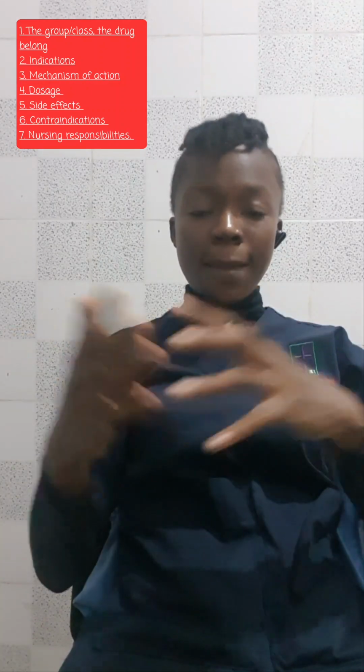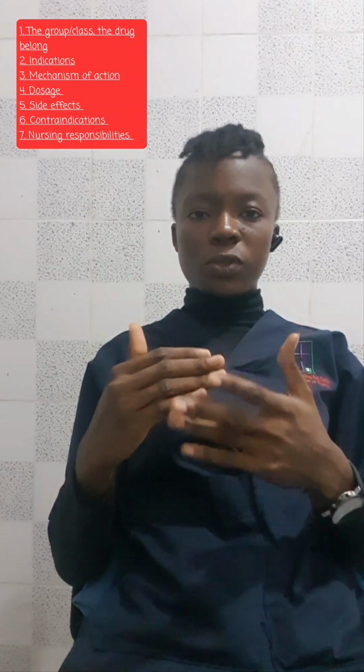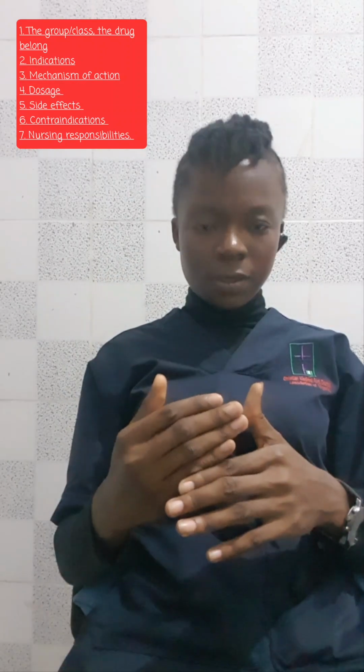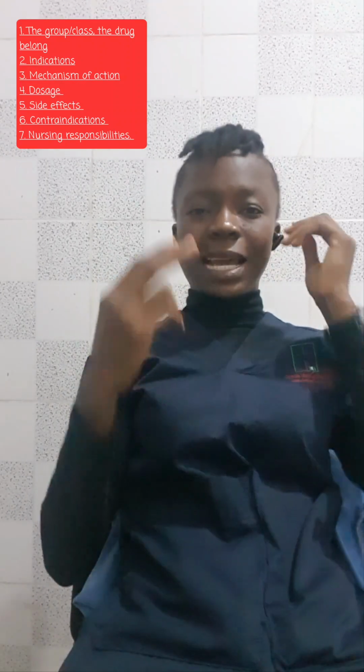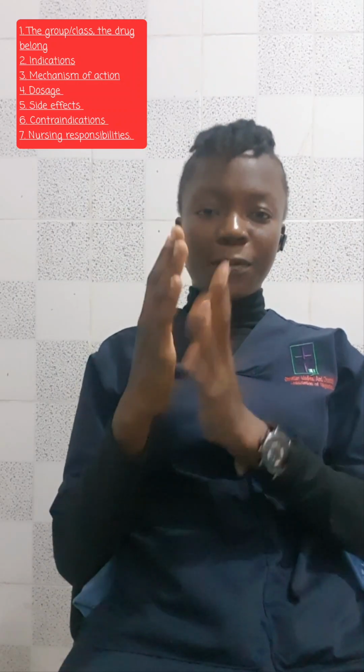So you can just form a mnemonic for it. You need to know the dosage. After the dosage, you need to know the side effects. You need to know the contraindications as well as the nursing responsibility. So there are 7 key points, 7 key steps in talking about pharmacology.